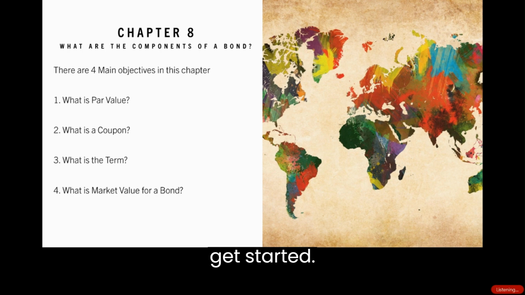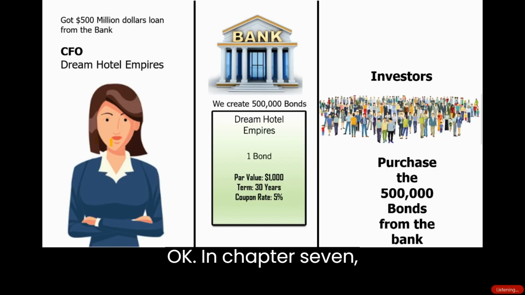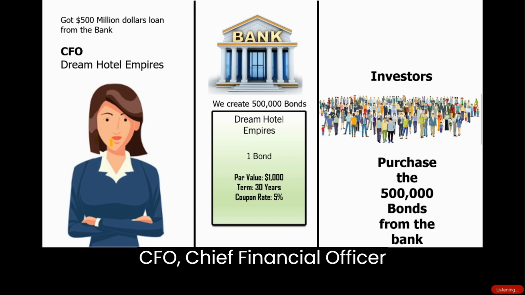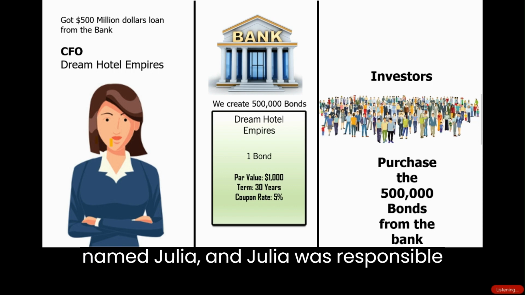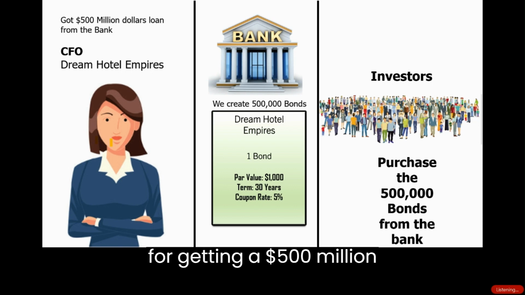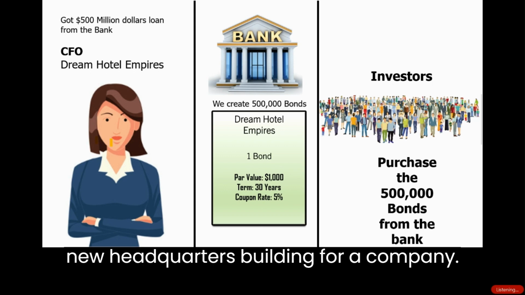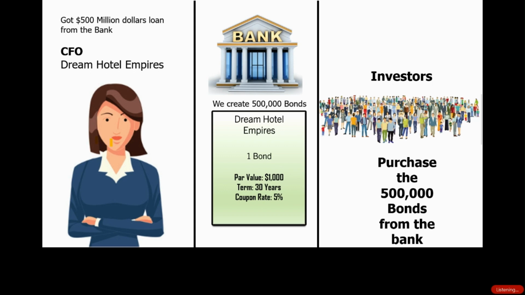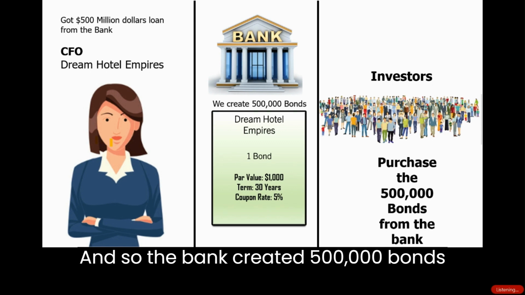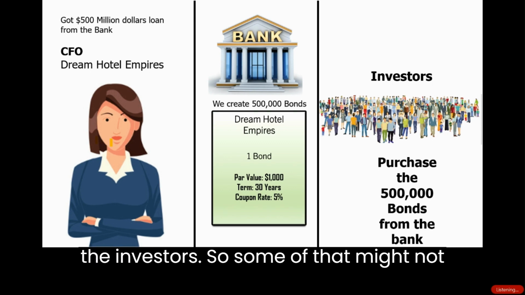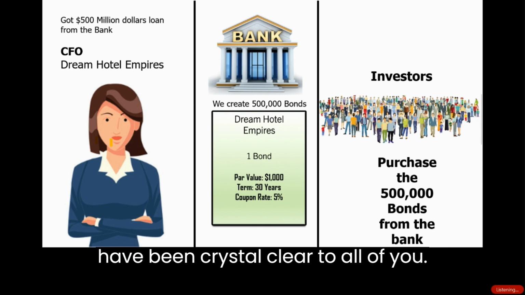So let's get started. Okay, in Chapter 7, we had a scenario where we had a CFO, Chief Financing Officer, named Julia, and Julia was responsible for getting a $500 million loan from the bank in order to build a new headquarters building for her company. And so the bank created 500,000 bonds and they issued all these bonds down to the investors. So some of that might not have been crystal clear to all of you.